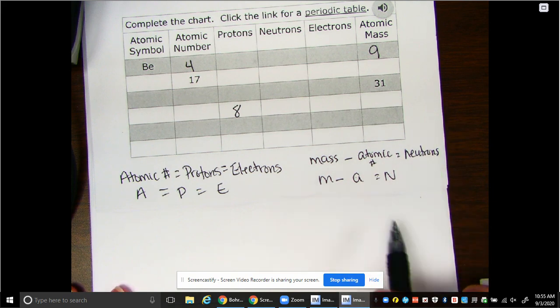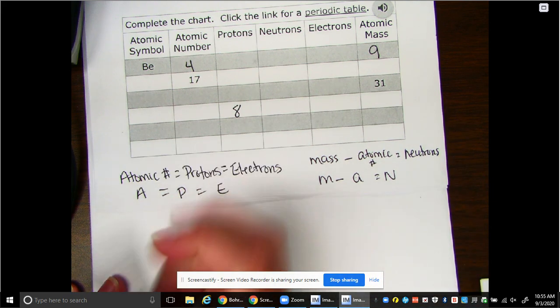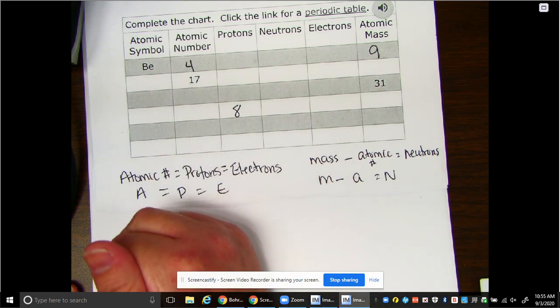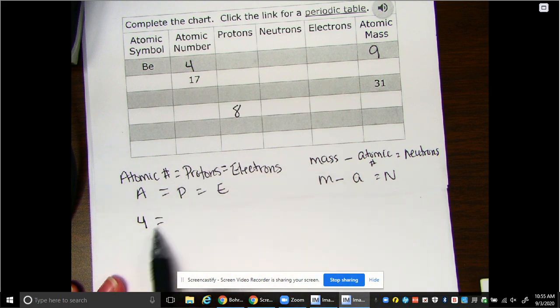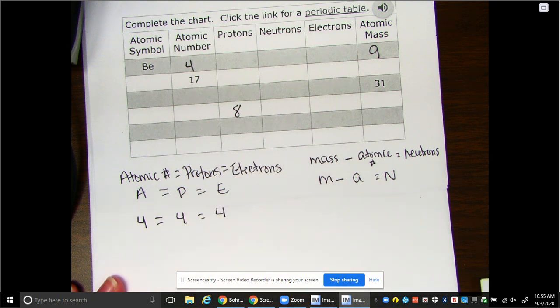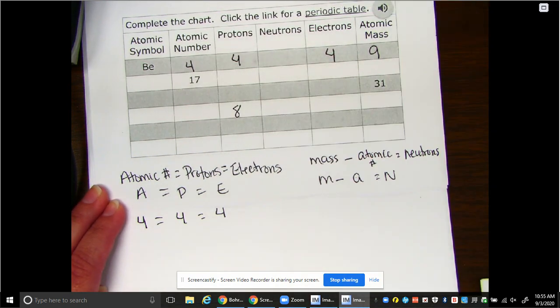And now I'm going to use APE Man to figure this out. So I'm going to go A equals P equals E. My A is 4, right? It's my atomic number. 4 equals, well, my P has to be 4 because they're equal. So 4 equals 4 equals 4. 4 protons, 4 electrons, because the atomic number is 4. So I come up here, I fill up my protons with the 4 and my electrons with the 4.